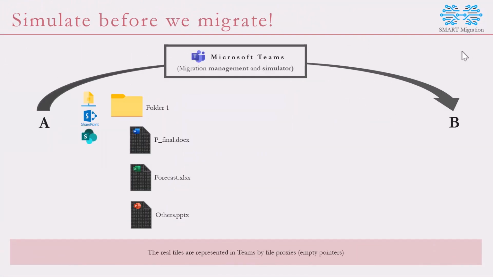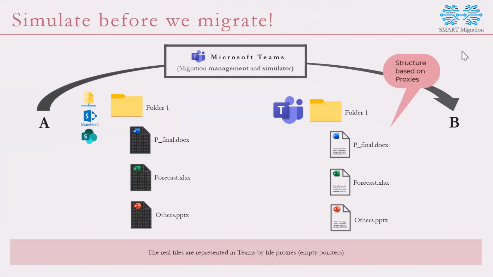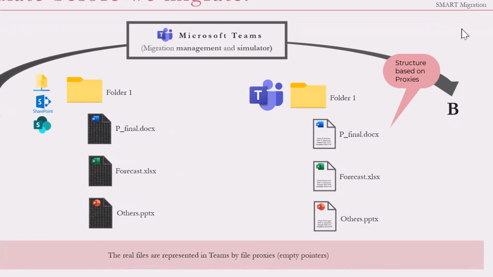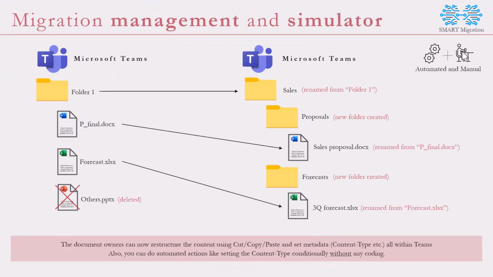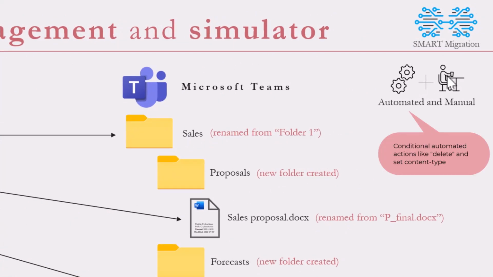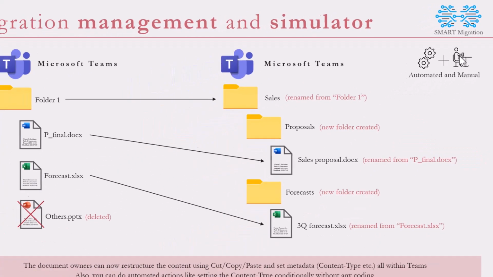To simulate a migration, what we do is that we build a structure within Teams that represents the original structure with proxy files instead of the real files. Then the content owners can restructure the content using cut, copy, and paste, and they can set metadata and content type, etc. all within Teams. Also, you can do automated actions like setting content type conditionally without any coding.